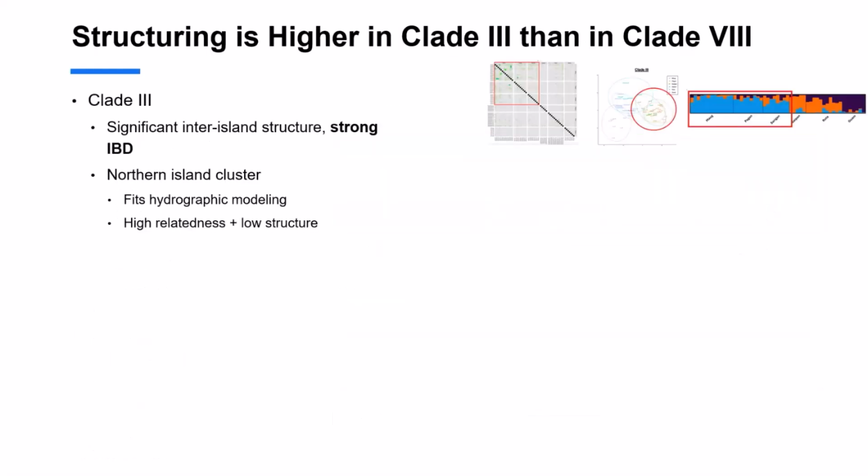Zooming out to examine overall patterns of structure between these clades. Clade 3 showed us a pretty straightforward story of significant inter-island structure that follows a strong pattern of isolation by distance. Additionally, the northern island cluster is of note. So the 3 northernmost populations in Clade 3 are clustering together in several independent analysis pathways. This fits with our understanding of what the hydrographic modeling should look like in this region. If currents are flowing northward, you would expect that larvae are retained in the northernmost islands. And this is shown through the high degrees of relatedness as well as low structure.